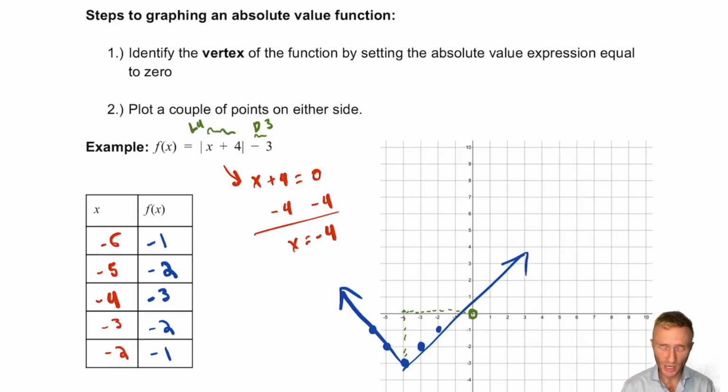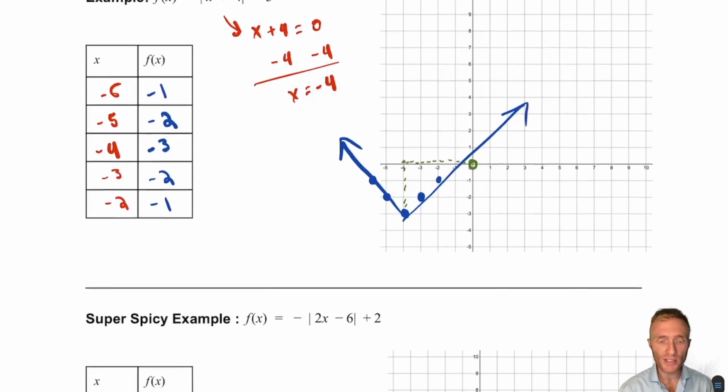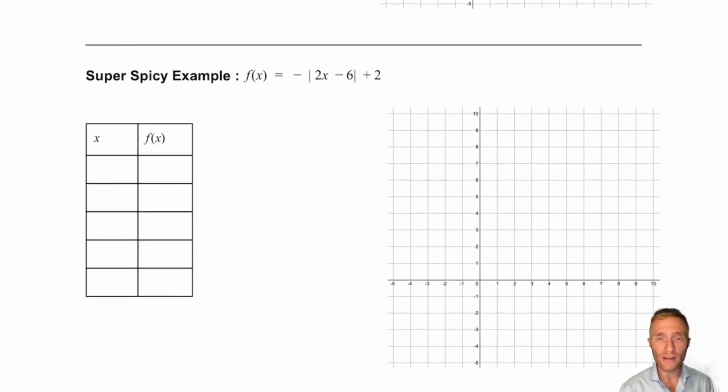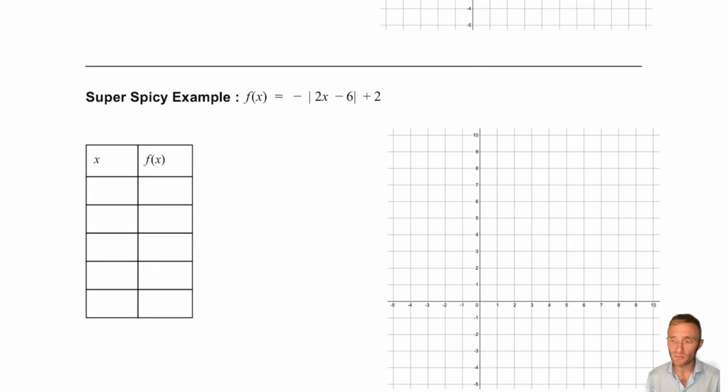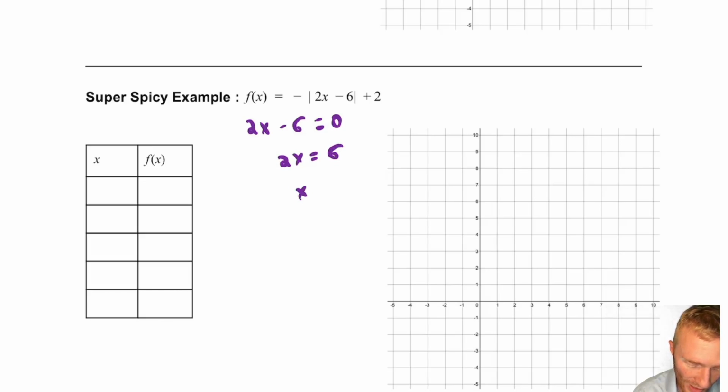So last example here today, we'll do just like a super crazy example. If we had negative the absolute value of 2x minus 6, plus 2. Okay, so first step first, let's find the vertex. 2x minus 6. I want to know what value of x gives me 0 there so I can plot a couple points on either side. So we set this equal to 0, 2x is equal to 6, and x is equal to 3. 3 times 2, 6, minus 6, 0. So that tells us our vertex is at 3 comma something.